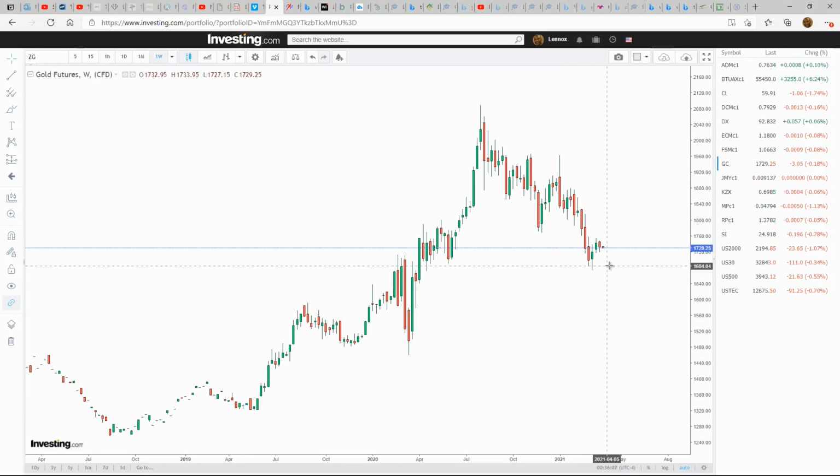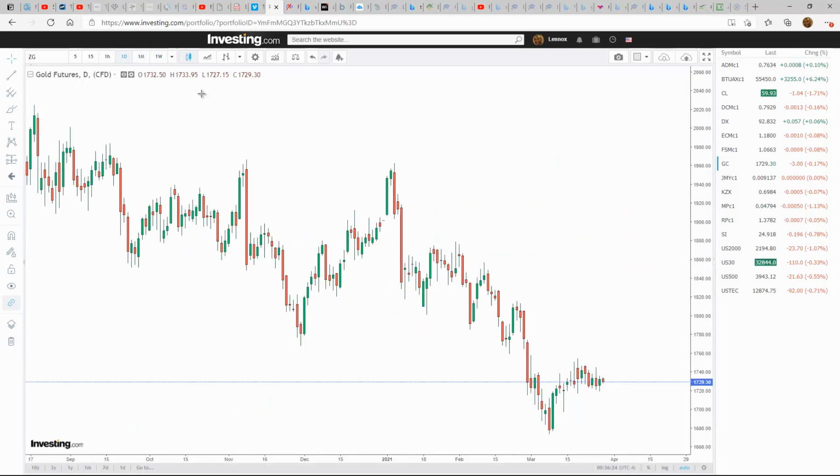Okay, so looking right now again on the weekly, we're right at a support. It looks like we're getting ready for a push back to the upside for gold, at least in the short term. Looking pretty good that we might be done the move to the downside and we could be turning around to the upside. So some strength in gold going into this week.